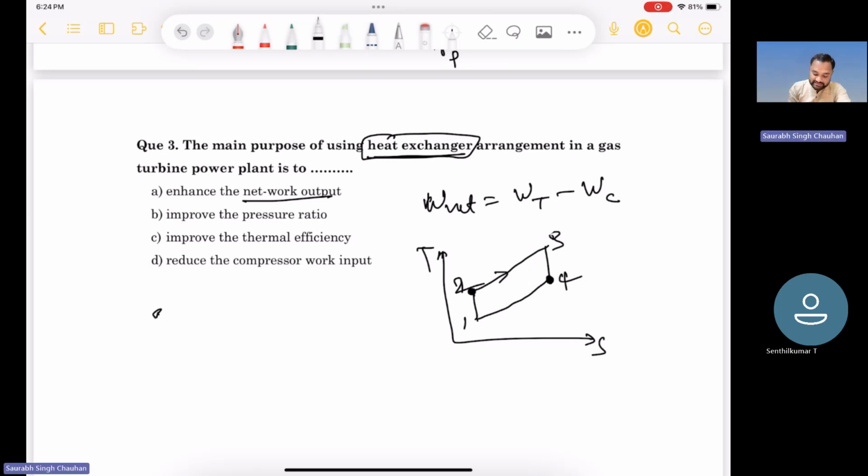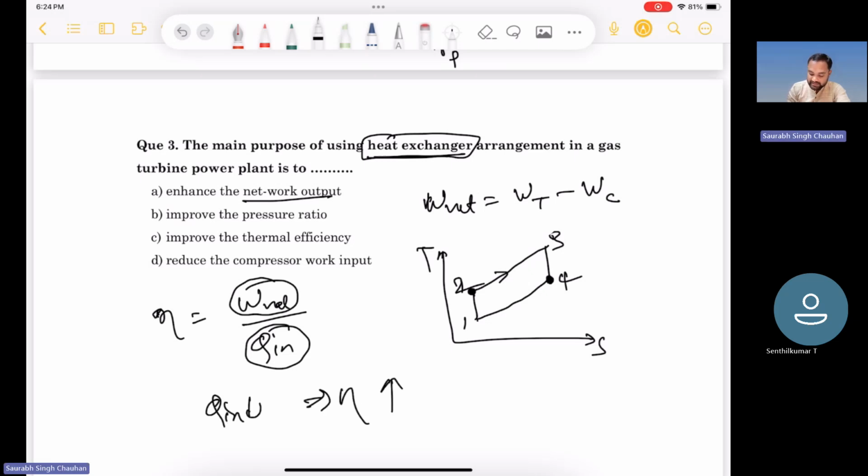And the efficiency is basically what? The net work output divided by the total heat input, right? So you are reducing this heat input, Qn, but you are not disturbing this net work output. So efficiency will be increased, right? So the heat exchanger will basically increase the efficiency.